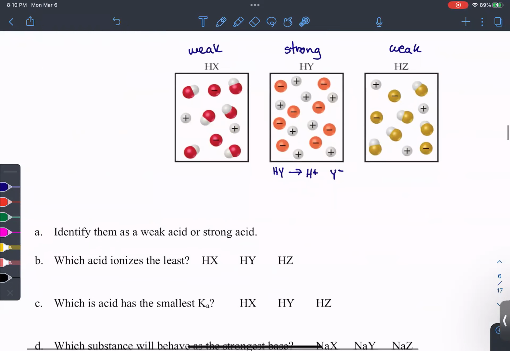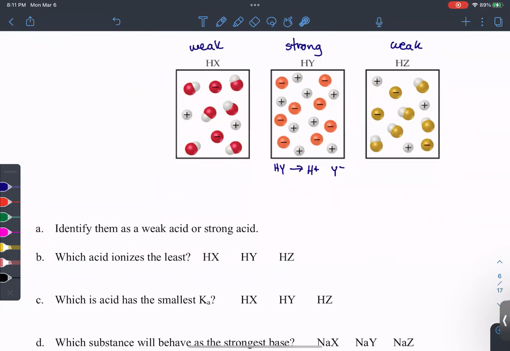So of these, which one ionizes the least? HX or HY or HZ? So we can right off the bat eliminate that middle one because strong acids ionize the most. All right, it's completely ionized actually. So we're just looking at the 2 weak components here. So the acid that ionizes the least, we're looking at the one that makes the least amount of ions. So basically the least amount of products.